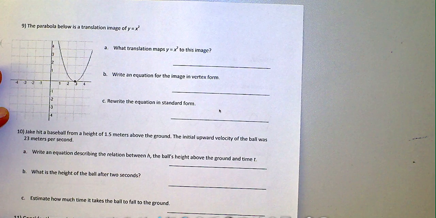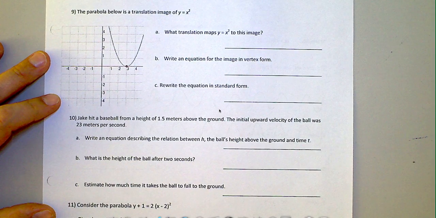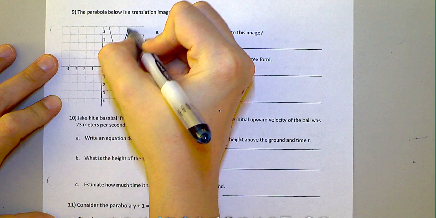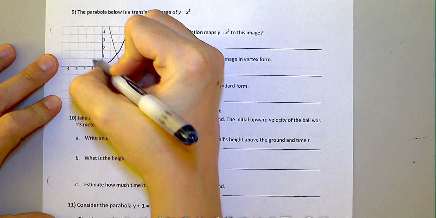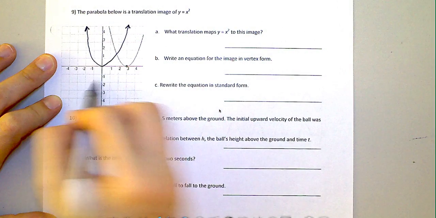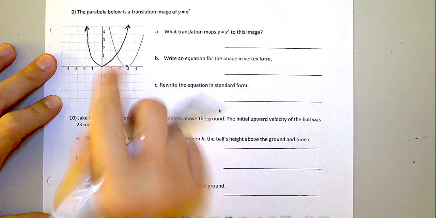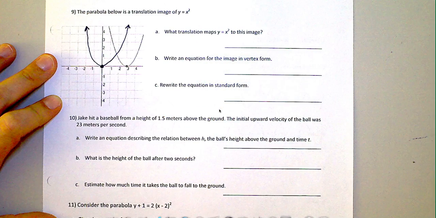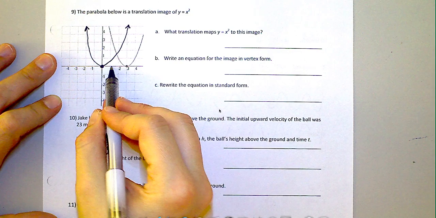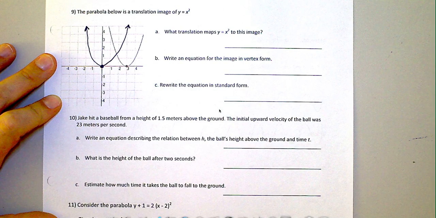Okay, the parabola below is a translation of the image of y equals x squared. Now it's not shown on this graph, but y equals x squared would look like this. It would be centered right at the middle. Okay, so we took this parabola and we slid it over to the right until it landed right there. And what I want to know is how far did I move it? And if you count, we moved it 3 in this direction. We moved it 3 to the right.